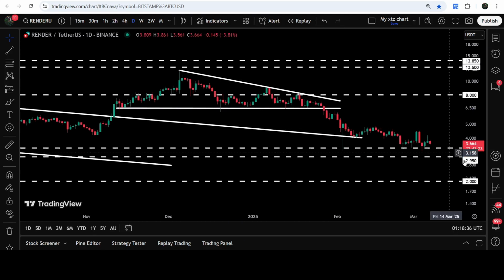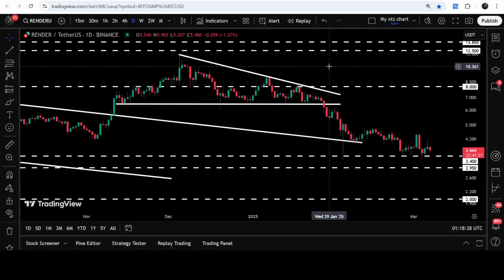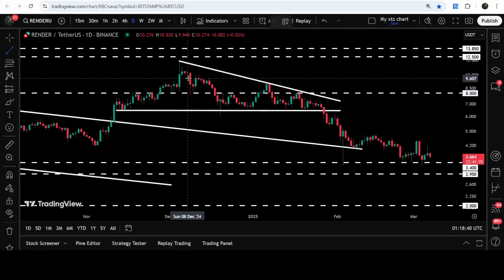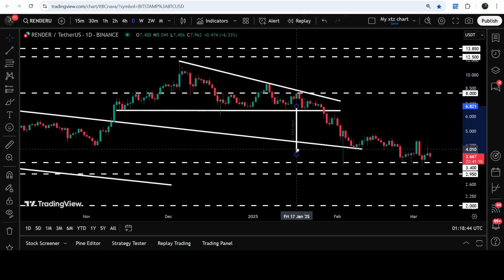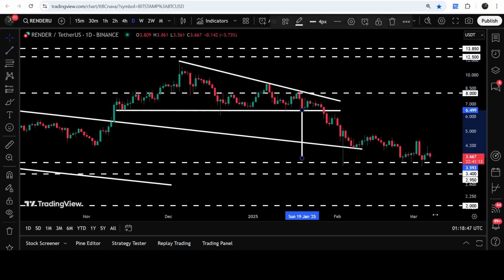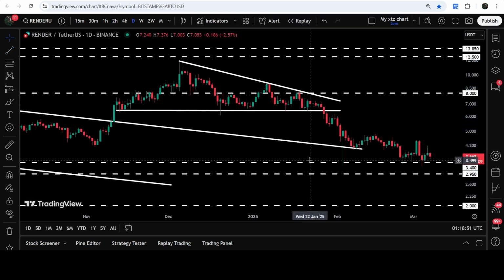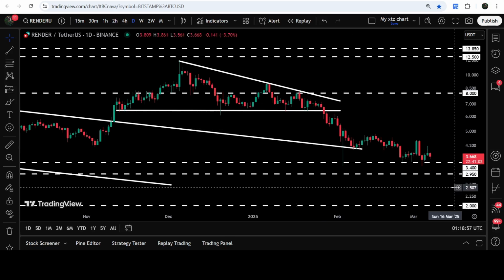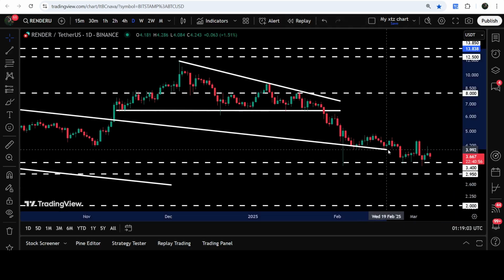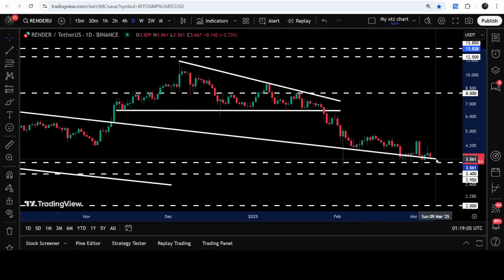Recently, Render has broken down this descending triangle on the daily time frame chart. And by the way, the target for this breakdown that I was telling you in my previous videos was approximately at $3.59, and you can see that the price has dropped more than that expected target. And now it is testing this very long-term support zone that starts from $3.40 and goes to $2.95. And at the same time, it is also retesting the previous resistance of the channel as a support as well.